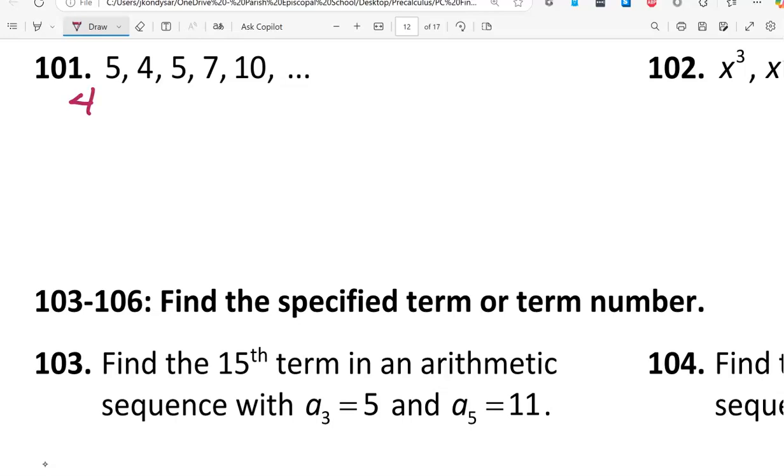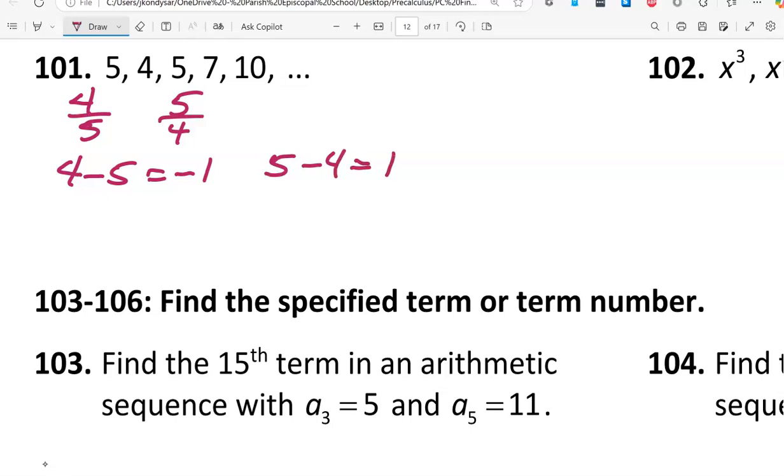In number 101, if we look at ratios, 4 divided by 5 is the second term divided by the first one. 5 divided by 4 is the third divided by the second, so this is not geometric. 4 minus 5 is -1. 5 minus 4 is +1, so it's not arithmetic. This is going to be a neither.